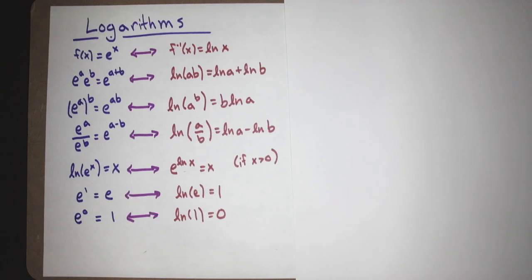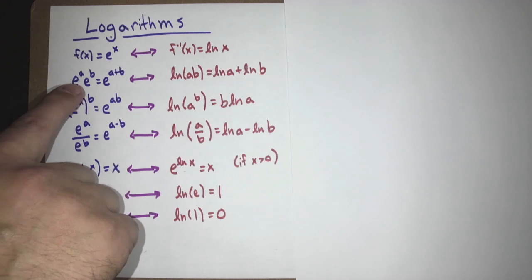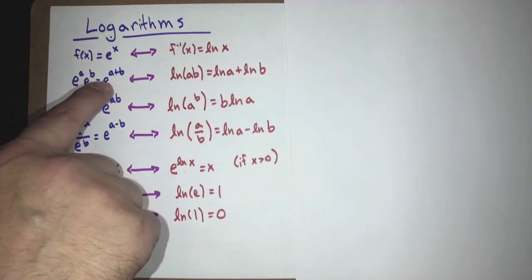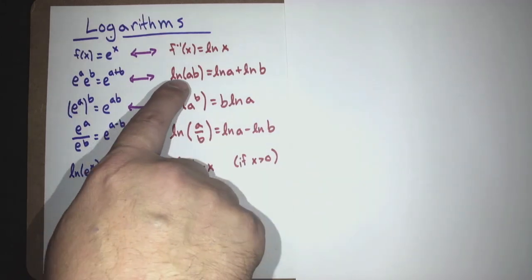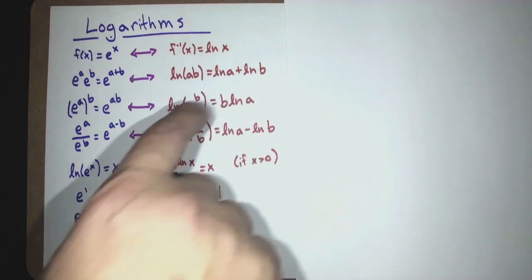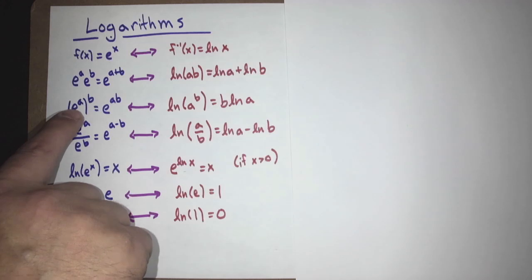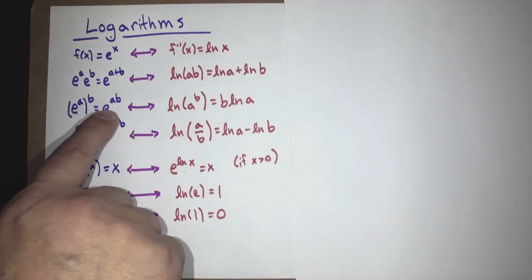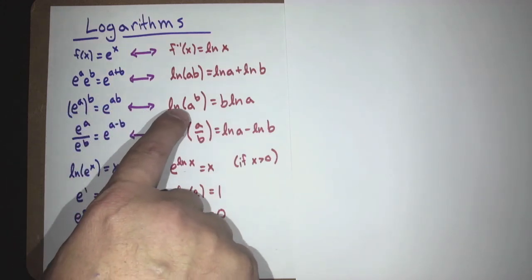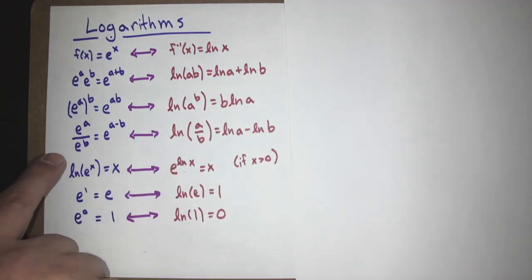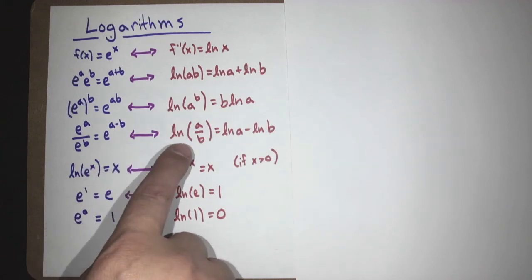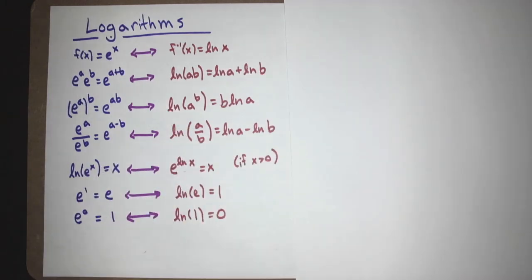Now, why do we like logs? Well, there are certain rules for exponentials that turn into nice rules for logs. So e to the a times e to the b is e to the a plus b. The corresponding rule for natural logarithms is log of a times b is log a plus log b. E to the a raised to the power of b becomes e to the a times b. The corresponding rule for log says log of a to the power of b is b log a. E to the a divided by e to the b is e to the a minus b. The corresponding rule says log of a divided by b is log a minus log b.